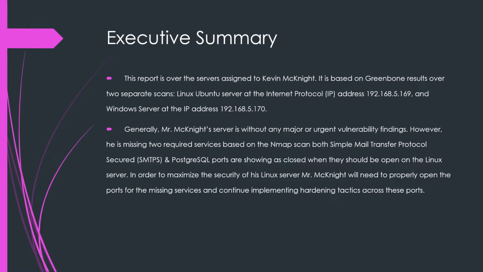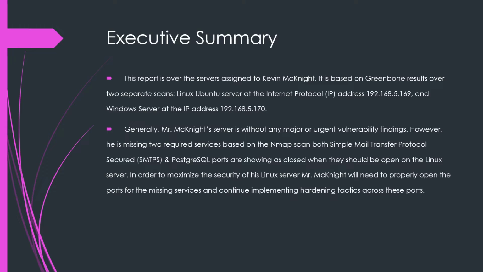So this report is over the servers assigned to Kevin McKnight. It's based on the Greenbone results over two separate scans: the Linux Ubuntu server at the Internet Protocol, or IP, address 192.168.5.169, and the Windows server at the IP address 192.168.5.170. Generally, Mr. McKnight's servers are without any major or urgent vulnerability findings.